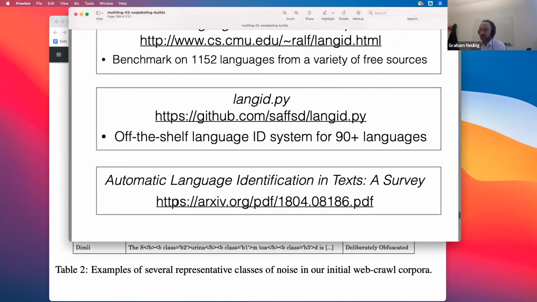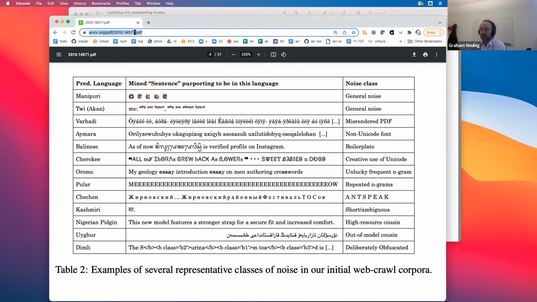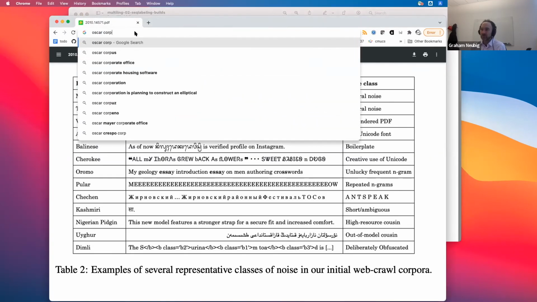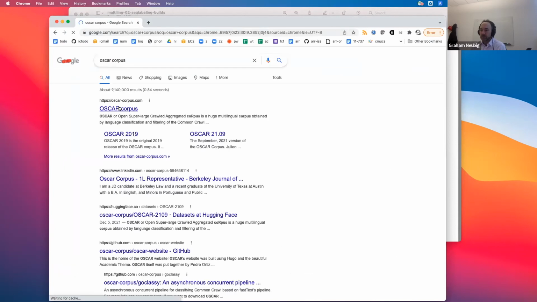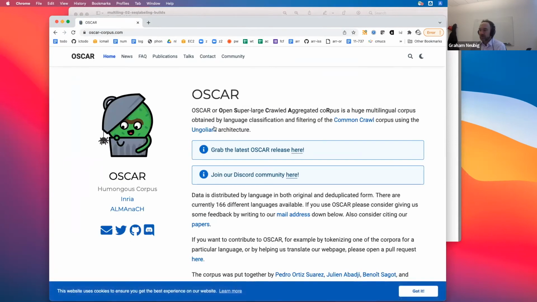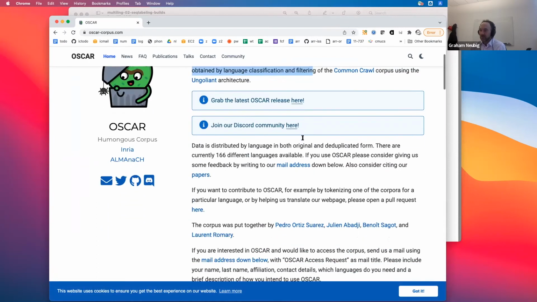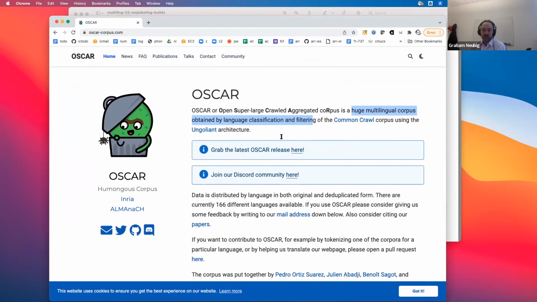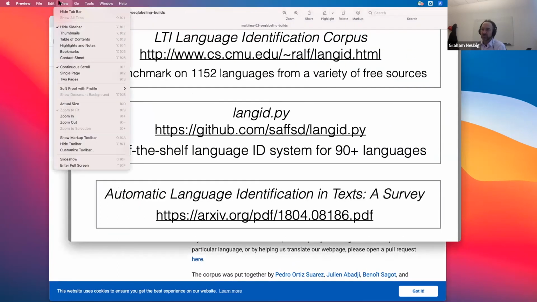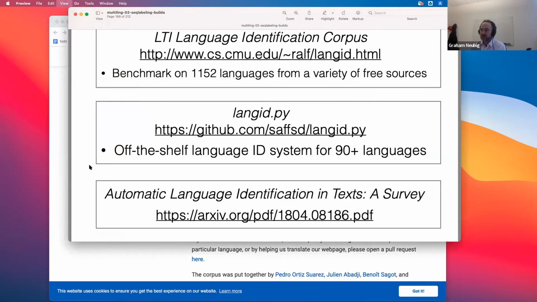So there are lots of large corpora. While I'm at it here, I can also introduce the Oscar corpus. This is a very large corpus, huge and multilingual, obtained by language classification and filtering of the Common Crawl corpus. It's gotten a bit better since they first released it in terms of the noisiness, but when it was first released, it was extremely noisy just because language ID didn't work so well. So this is actually a really big problem that you need to be aware of if you're starting out.